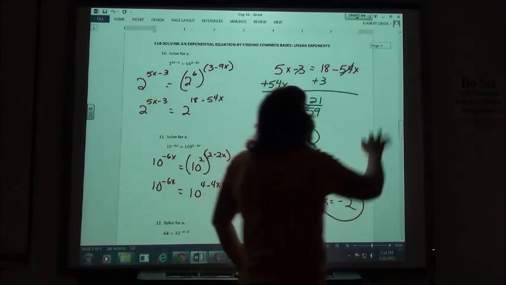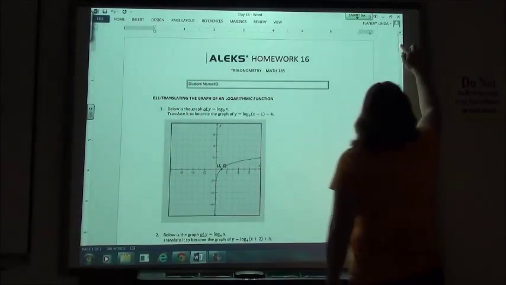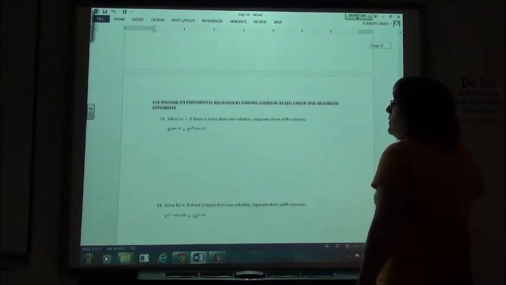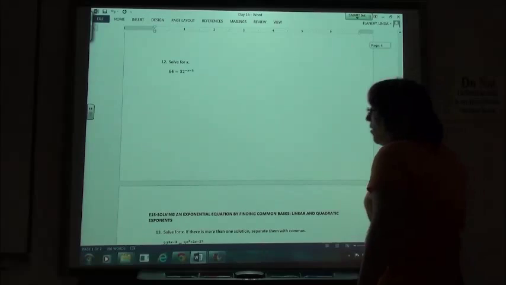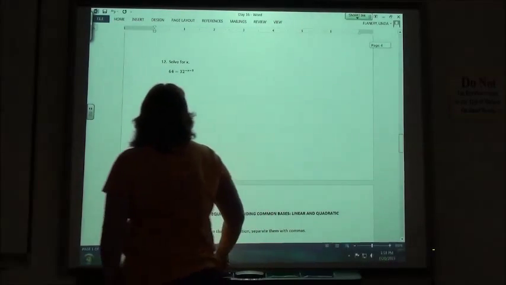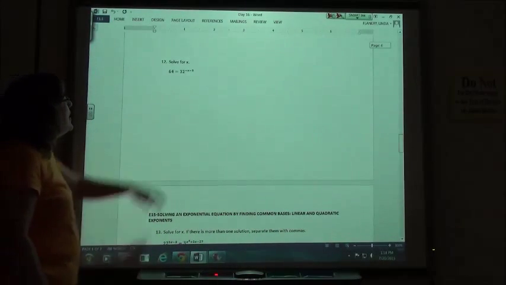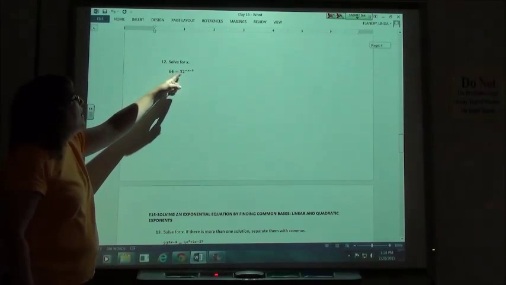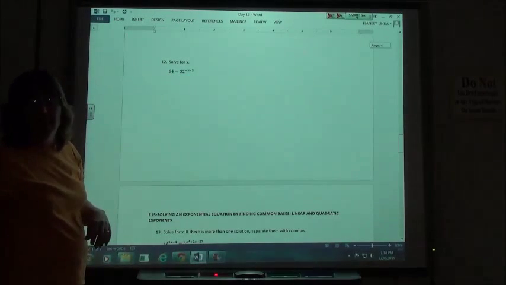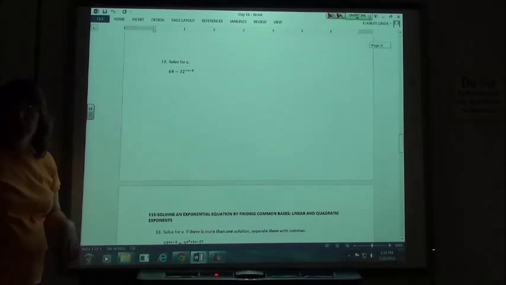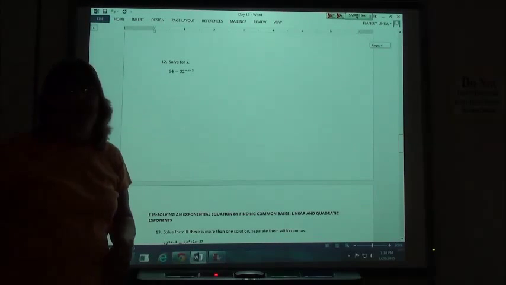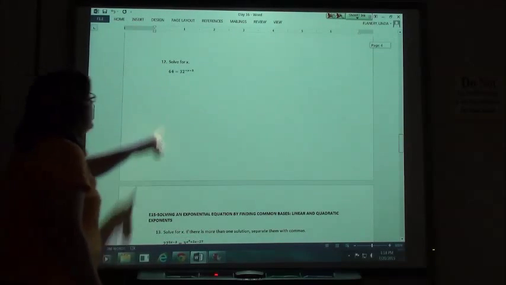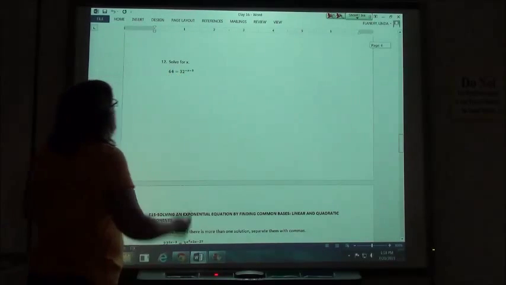And one more of those. So number 12, I have 64 equals 32 to the negative x minus 3. Now here, I can't write 64 as 32 to some power because 32 to the 1st is 32 and 32 to the 2nd is way bigger than 64. But I can write these both as base 2 numbers.